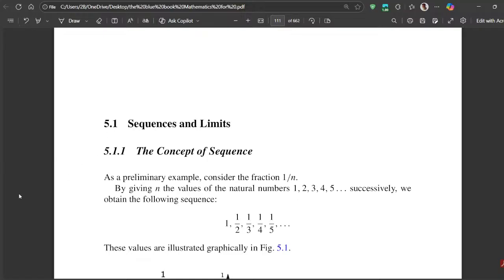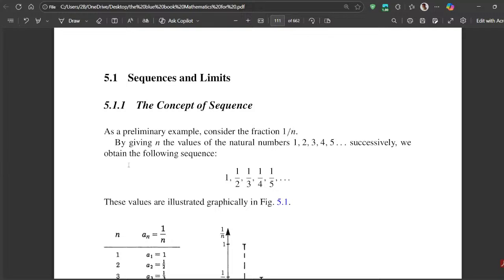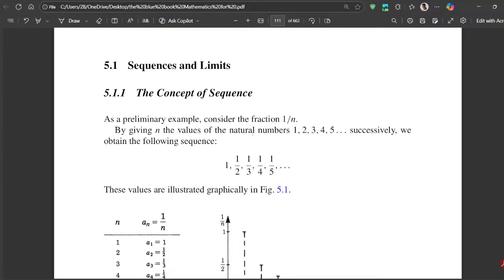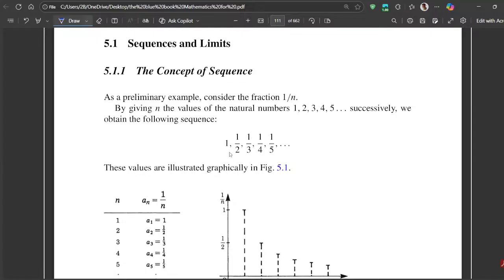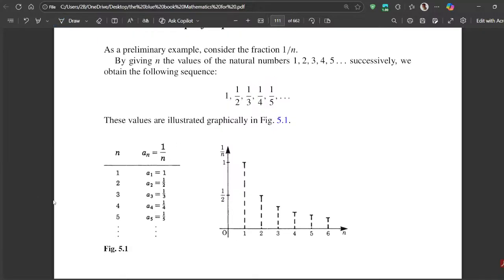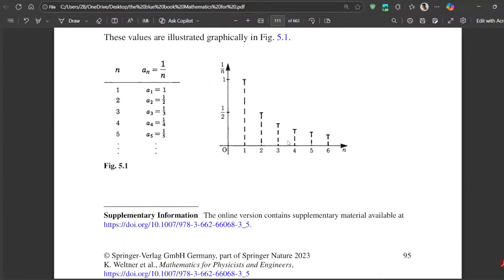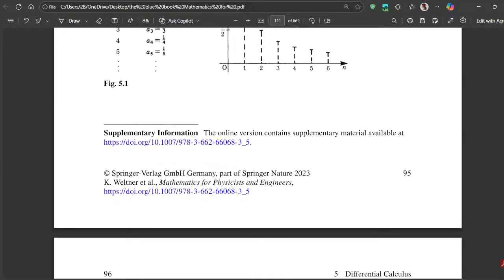The concept of sequence. As a primary example, consider the fraction 1 over n. By giving n the values of the natural numbers 1, 2, 3, 4, 5 successively, we obtain the following sequence. If we start with 1, it's going to be 1 half, 1 over 3, 1 over 4, 1 over 5. These values are illustrated graphically in Figure 5.1. Okay, 1 half, sounds good. Looks good too.